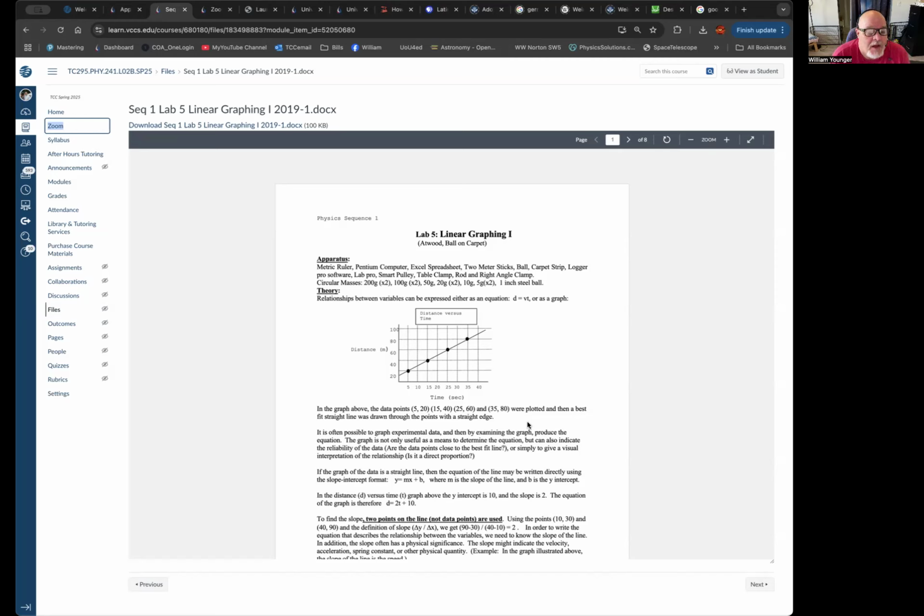So, as it says, this lab requires a metric ruler, meters, centimeters, and that sort of thing, a Pentium computer, Excel spreadsheet, two meter sticks, ball, carpet strip, and Logger Pro software. We do have the Logger Pro software, and you are able to download it. I believe that was in last week's addendum that I passed out as well, but it'll be here still. You also had rod clamps and stuff like that, not really that important because you're doing this at home.